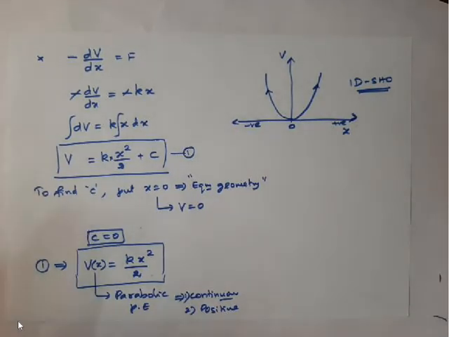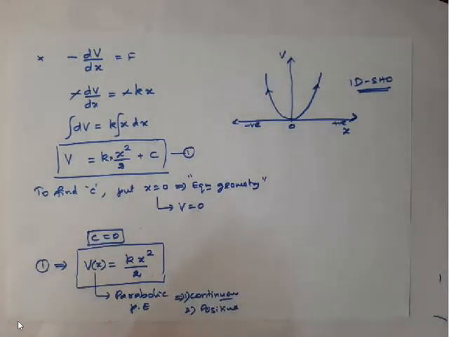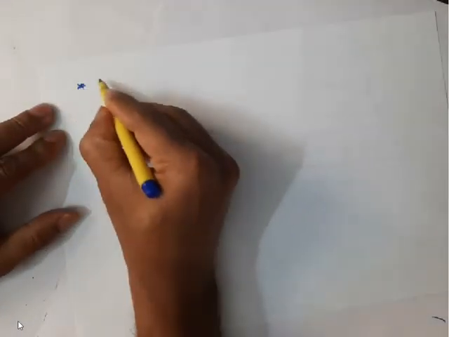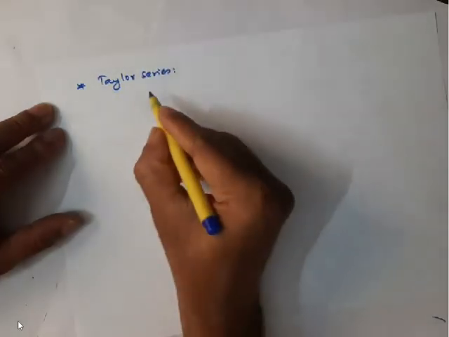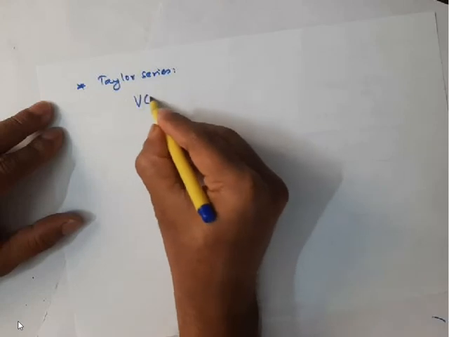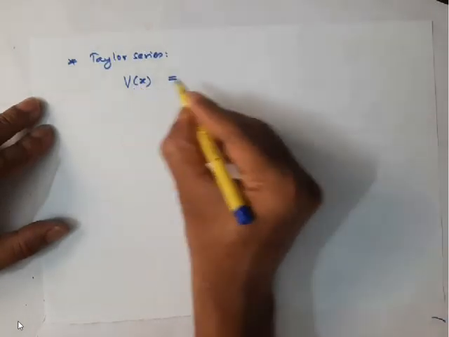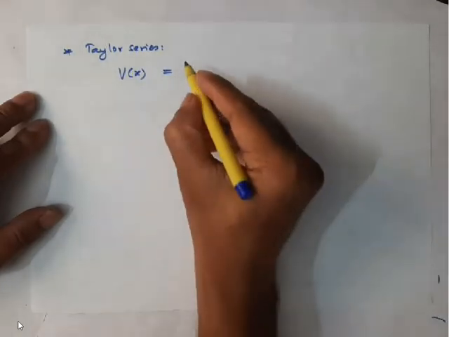Now since it is a parabolic form, we can also write the potential energy for small displacements using a Taylor series. Let me write on the next page. Based on the Taylor series, you can write potential energy, which depends on the displacement x. Now I can expand this potential energy using the Taylor series for small displacements.